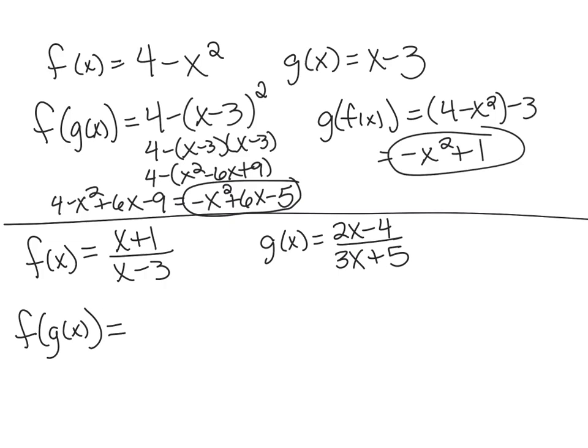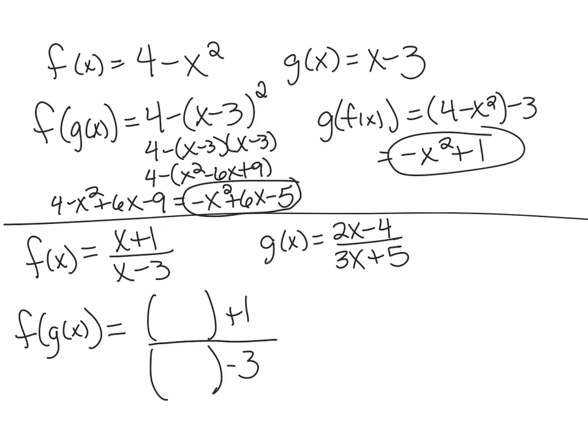Okay, the next one is a little bit more difficult, but these are the ones that you need to make sure that you can do, all right? The first thing you're going to do is copy the structure of the outside. That means these two x's are going to be parentheses. And then copy the inside function, which is this whole thing, into those two sets of parentheses. So the outside function is a fraction with something plus 1 over something minus 3.